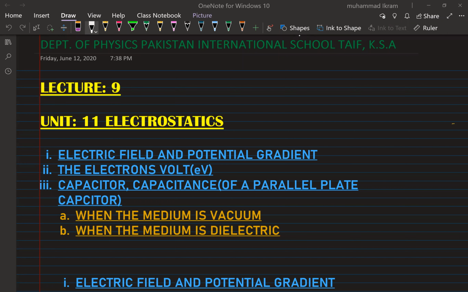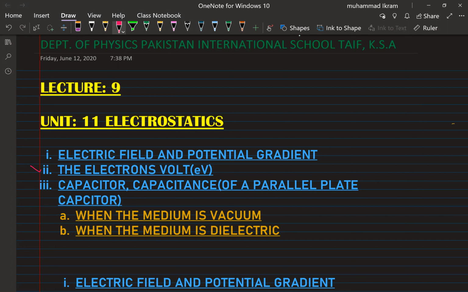Today is our lecture number 9, Unit Electrostatics. Our topic today includes electric field and potential gradient, and the electron volts, which is a very important topic. Remember, I have already done the electron volt with you in the previous lecture, so I think we don't need to do it again. I will skip this one. The third is the capacitance of a parallel plate capacitor, with two cases: when the medium is vacuum and when the medium is dielectric.